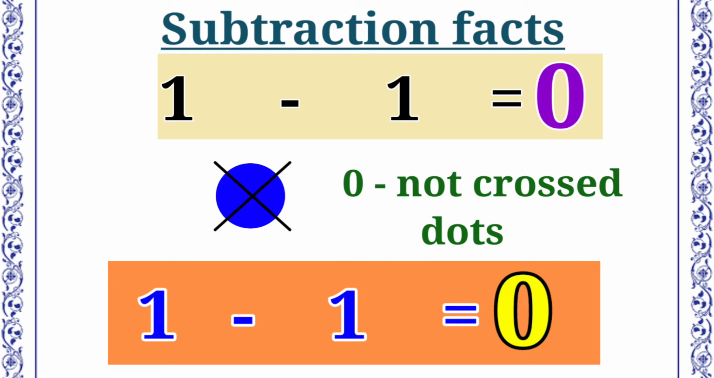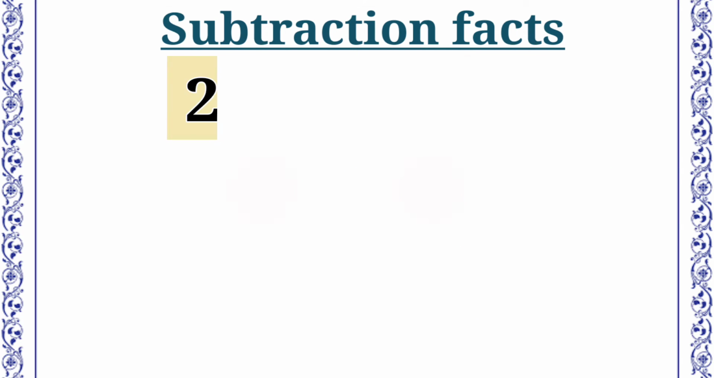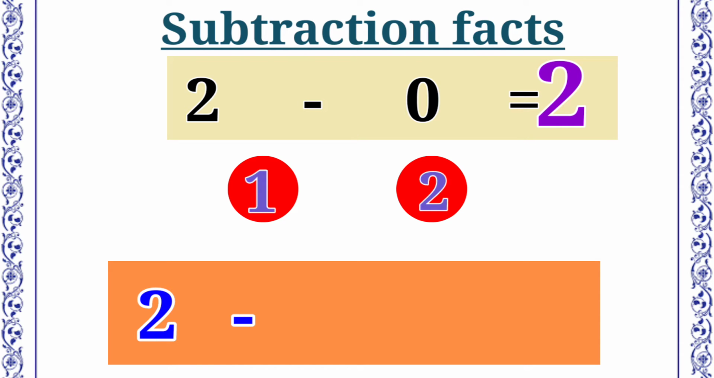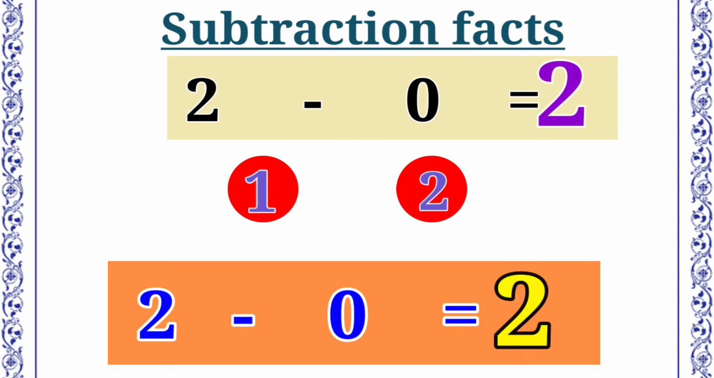Then, to find the question 2 minus 0. Let's count not crossed dots. 1, 2. We have 2 dots. 2 minus 0 is equal to 2.